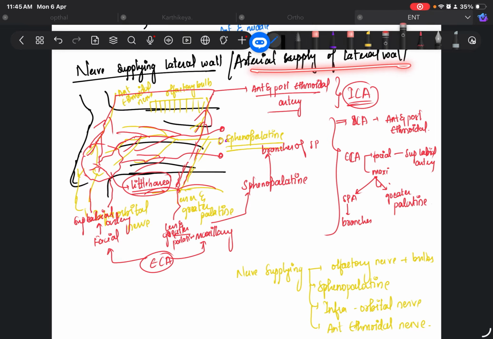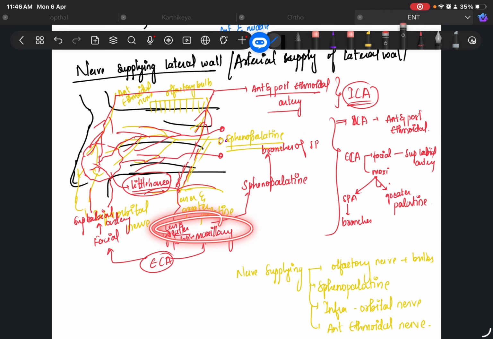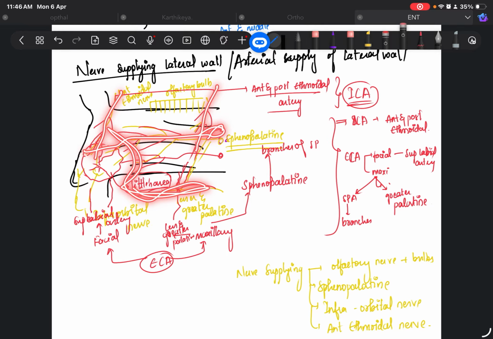Now coming to the arterial supply of the lateral wall. It is actually of the septum also, the complete septum of the nose. There are five major arteries: anterior and posterior ethmoidal, sphenopalatine, superior labial artery, and greater palatine artery, a branch of the maxillary artery. Here you can see the anterior ethmoidal, posterior ethmoidal, sphenopalatine artery, and greater palatine artery, which goes from inferior to the superior part, and also the superior labial artery.